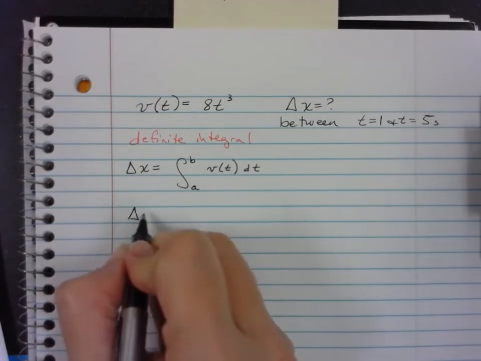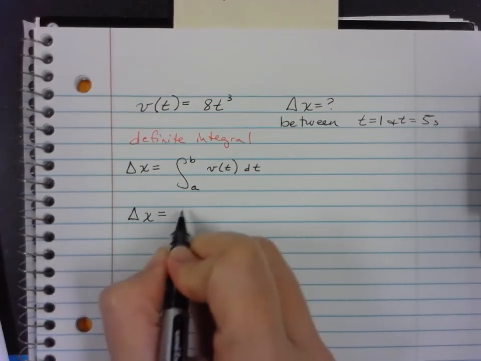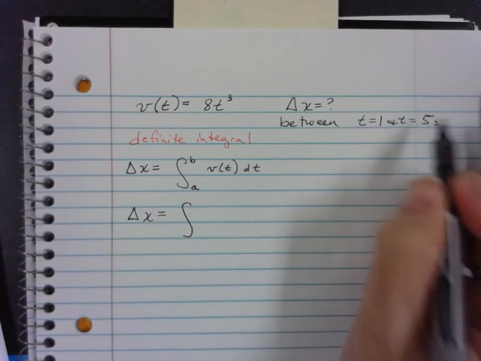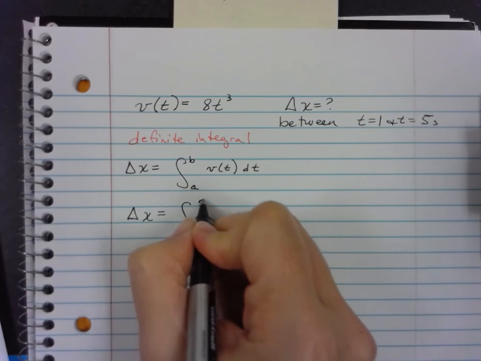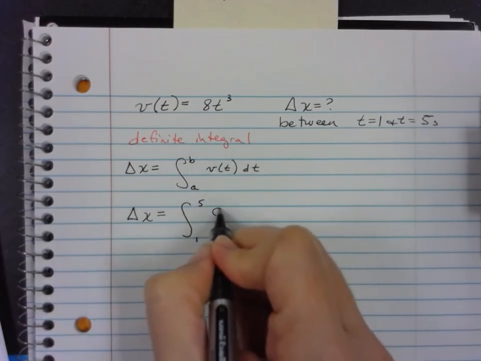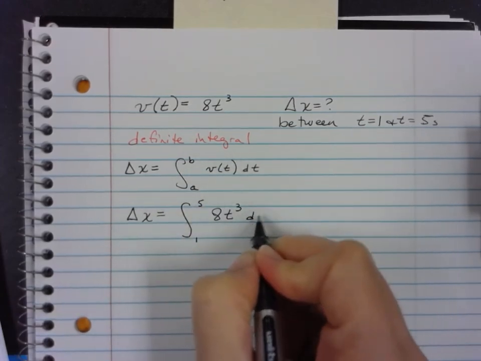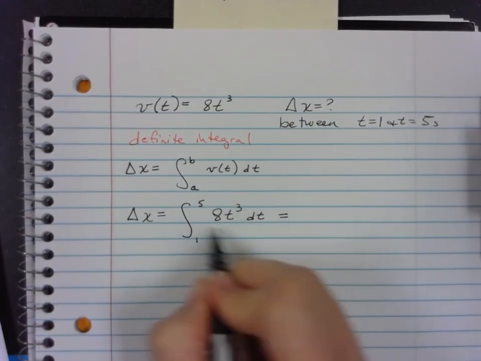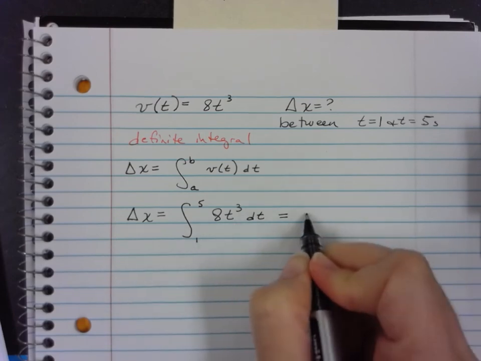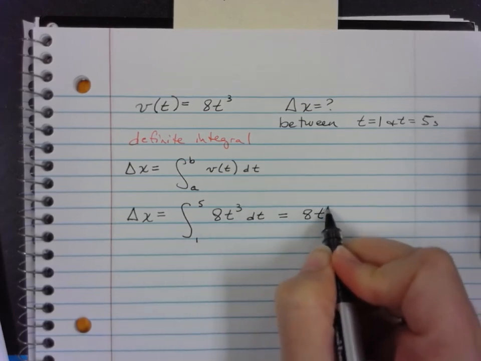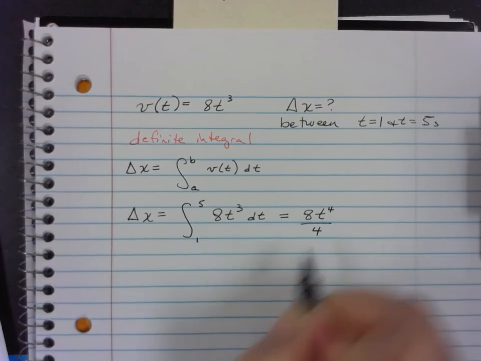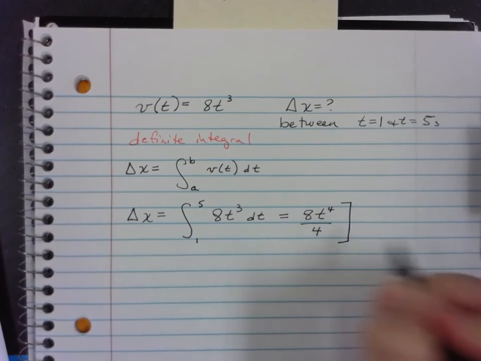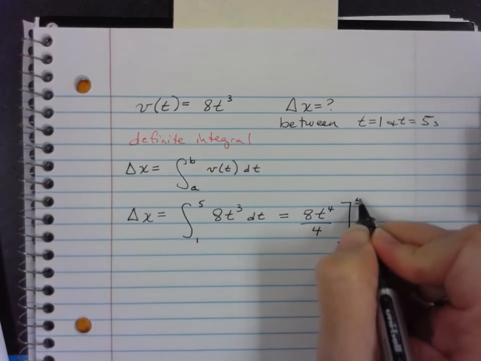So for this problem, because I think the example illustrates it best, I put the two times in order. So 1 to 5, 1 goes on the bottom, 5 goes on the top. And then I copy my velocity function, 8t cubed, and I'm integrating with respect to time. So first job is to integrate this expression. So keep the coefficient, raise the power by 1, and divide by the new power. And I'm not going to write plus c. I'm going to make a bracket. I'm going to fill in 1 and 5. I'm copying.